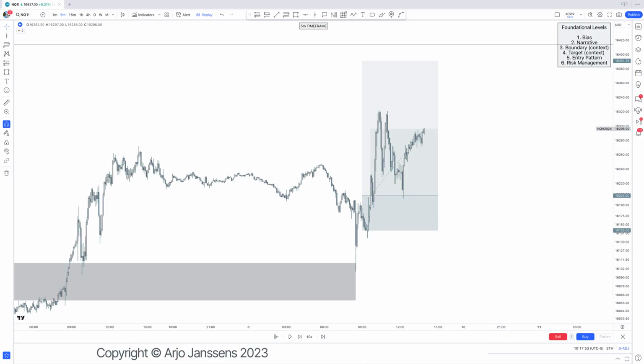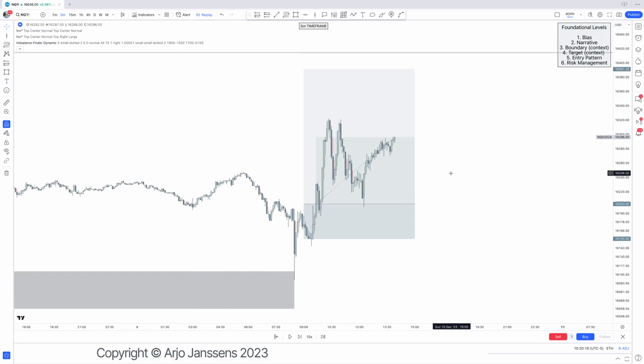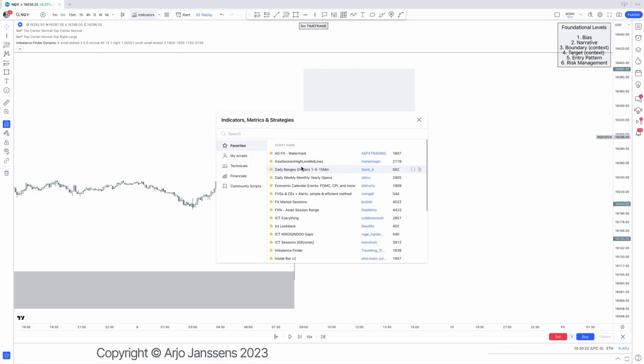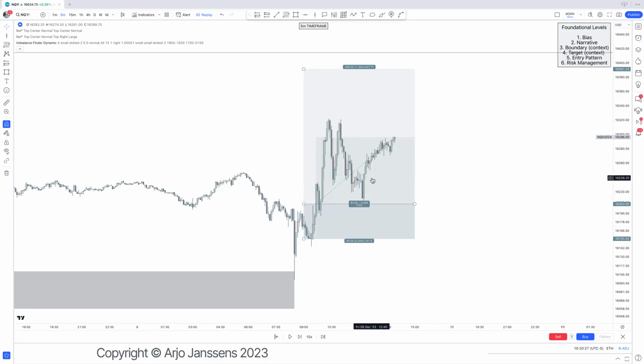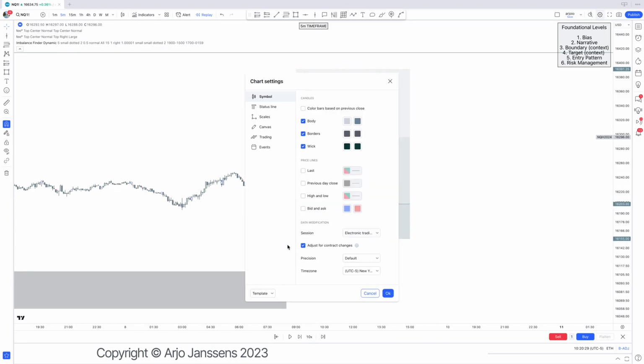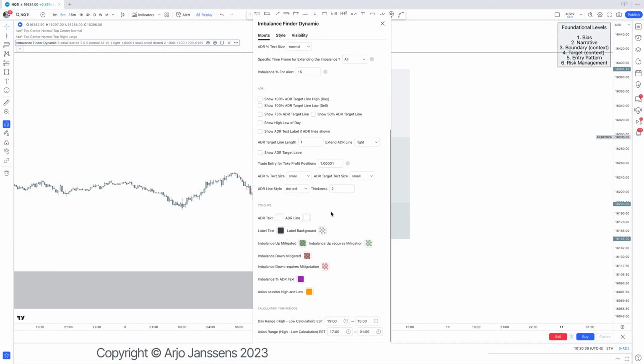Now, let me actually show you the indicator. Here is one of the alerts, and a quick thank you to Discord members as well. Supras and You Don't Know Me actually also suggested an alert like this before, which is very handy. This is the Imbalance Finder by Traveling Trader, which allows alerts to go off when imbalances are created. That is quite nice. For the rest, it's not really relevant.